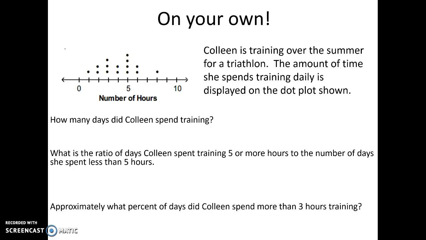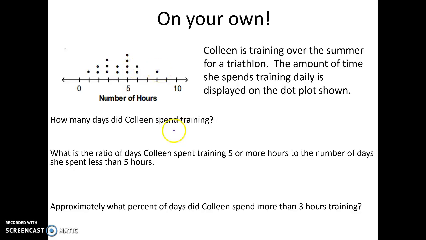Okay, so Colleen is training over the summer for a triathlon. The amount of time she spends training daily is displayed on the dot plot. So how many days did she spend training? Let's take a look and see. So what do we have to do to figure it out? We just count them. So 1, 2, 3, 4, 5, 6, 7, 8, 9, 10, 11, 12, 13, 14, 15.